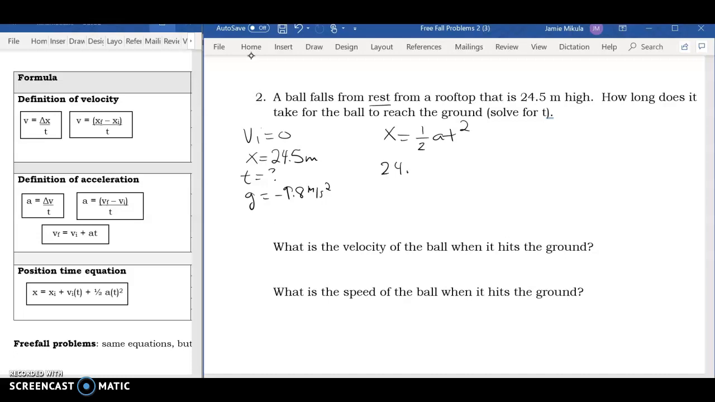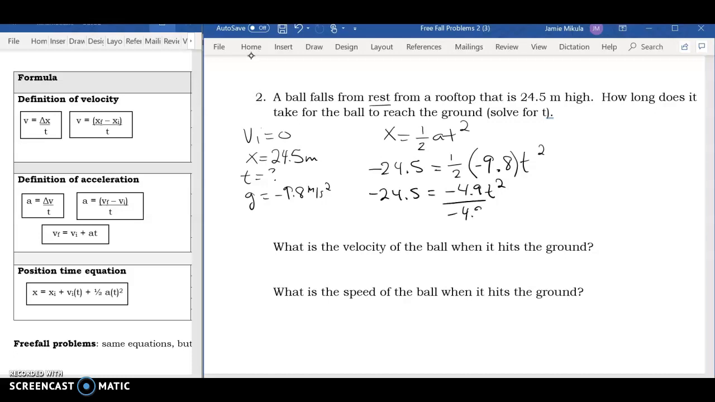All right, so I'm going to use x equals 1/2 at squared. x is 24.5. I'm going to make that a negative because it's going down. And that's important because later you're going to need to take the square root, and you cannot take the square root of a negative. You will get an error in your calculator. So negative 24.5 equals 1/2 times negative 9.8 t squared. So I'm going to take 1/2 of 9.8. 9.8 divided by 2 is 4.9. So this is negative 4.9 t squared equals negative 24.5.